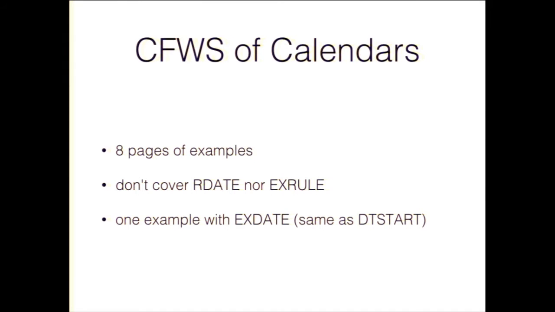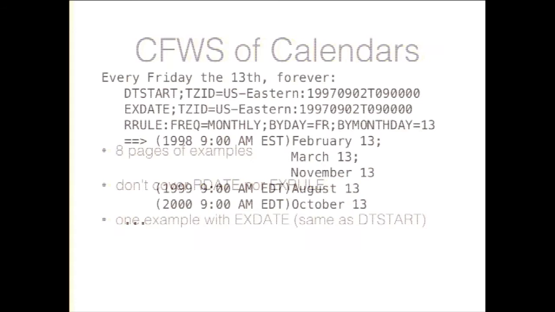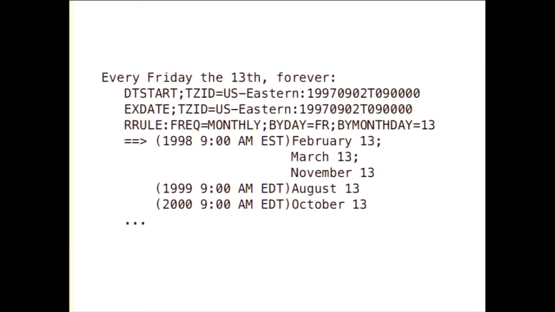There are 8 pages of examples. They don't even cover RDATE or EXRULE. There's one example with EXDATE: repeat every Friday the 13th forever. They have it starting on the 2nd, which is not the 13th, and so there's an EXDATE, which says exclude this date. And then it says to recur monthly, by day Friday, by month day the 13th. And those are the examples of the first few dates it will generate.